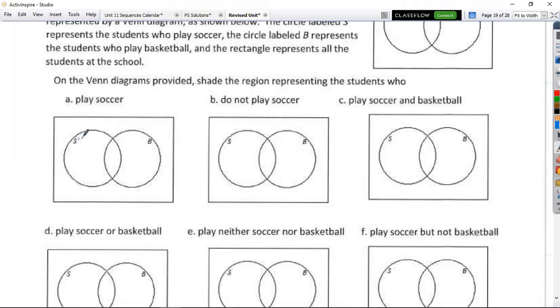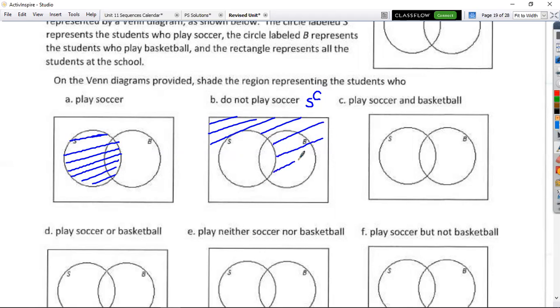Yes. Circle with the S in it. Good. Okay. Do not play soccer. What do I color? Yes. Excellent. Everything else basically, right? Because it's the complement. Yep, so this is your complement of soccer. In color. Outside box 2.